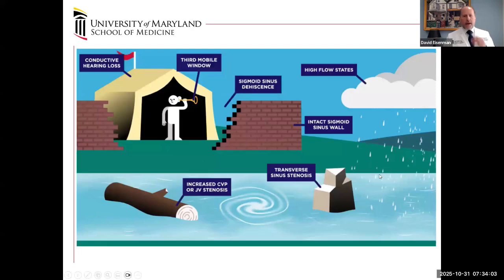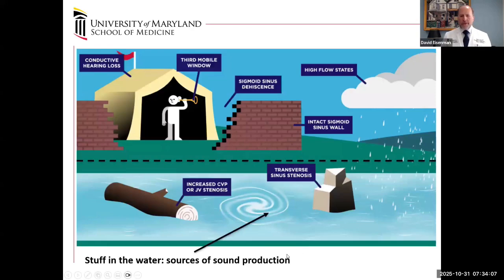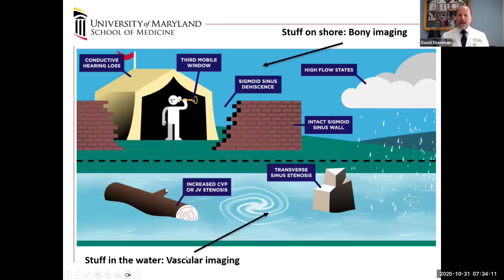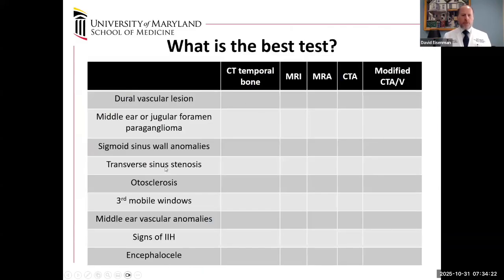So if we look back at that diagram, the cartoon, we have the stuff in the water, we have the stuff on the shore. The stuff down here is going to be best imaged with some vascular studies. The stuff up here, you need to look at the temporal bone. So if you look at, here's what, 8 or 9 common contributors to pulsatile tinnitus. I'm not going to call them causes, but they're contributors. How do these stack up?